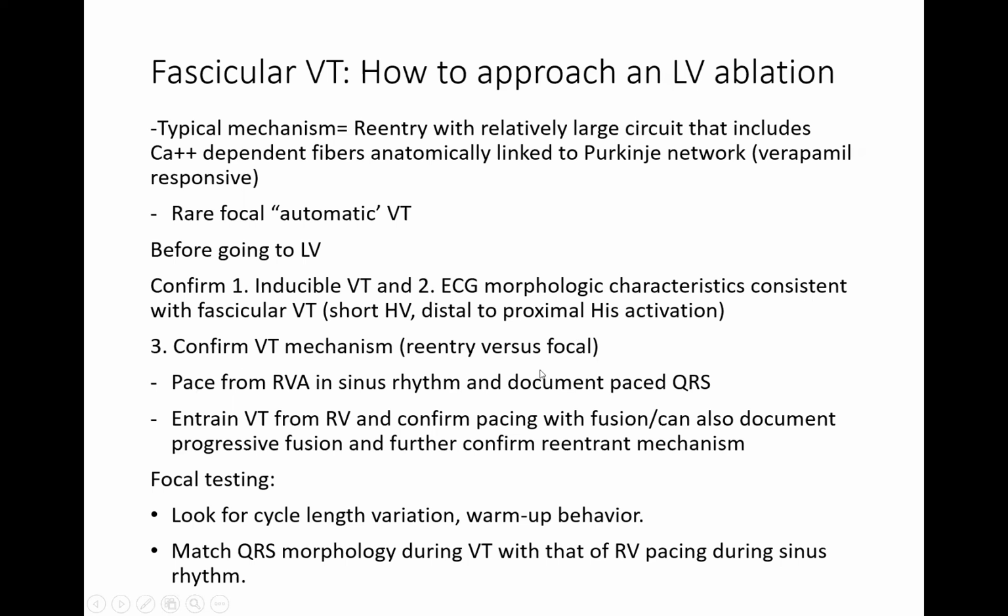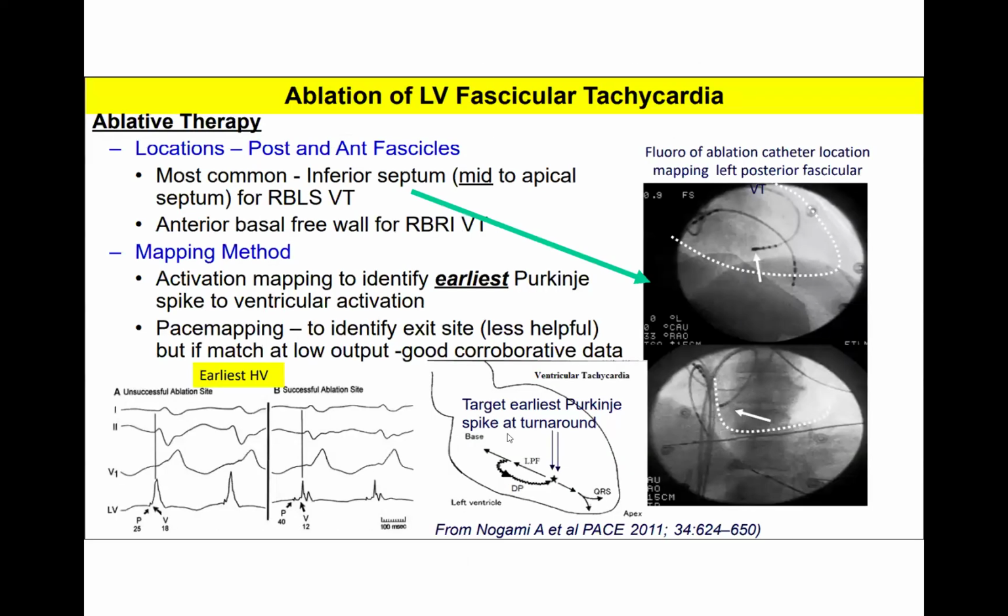And confirm the VT mechanism: pace from the right ventricular apex in sinus rhythm and document the paced QRS, entrain VT from the right ventricle and confirm pacing with fusion. You can also document progressive fusion to further confirm a reentrant mechanism. So look out for the focal testing, and distinguish whether it's a focal VT or a reentry. So match the QRS morphology during VT, during re-pacing, and during sinus rhythm.